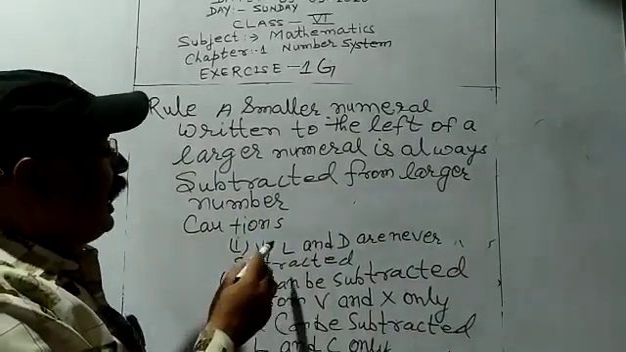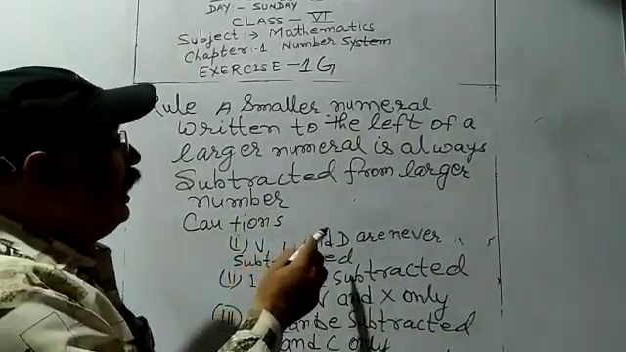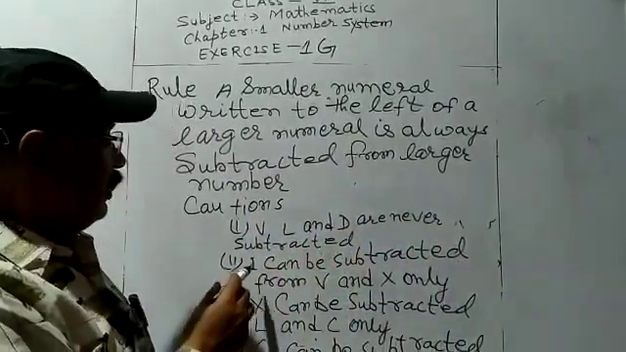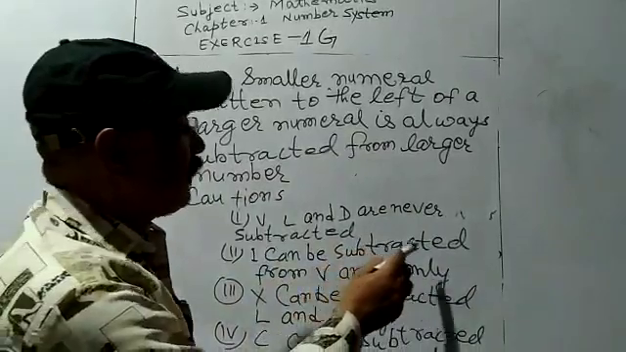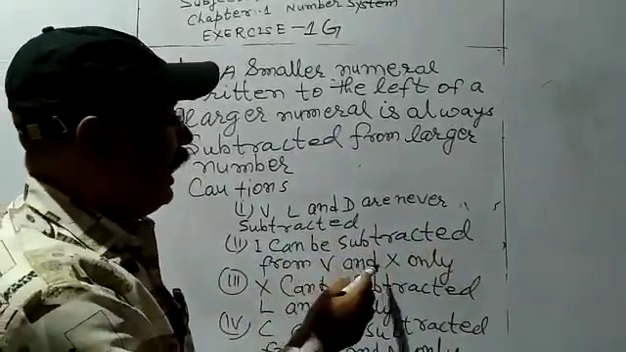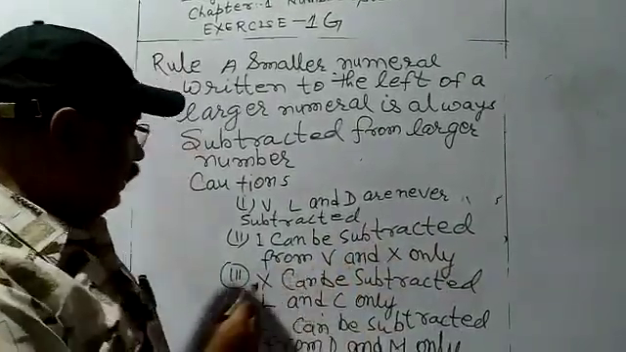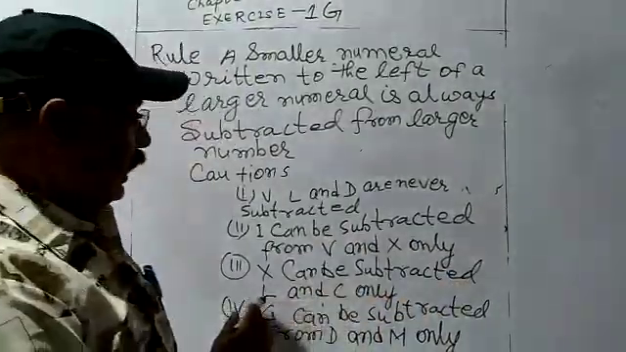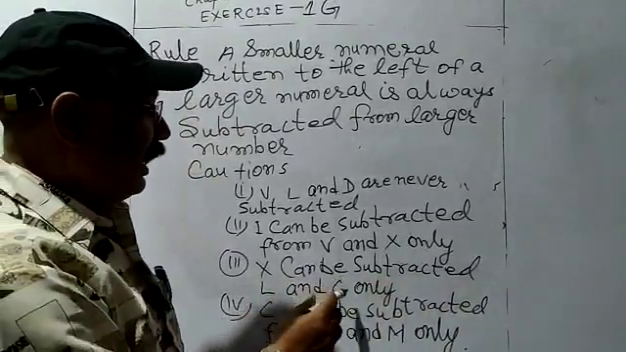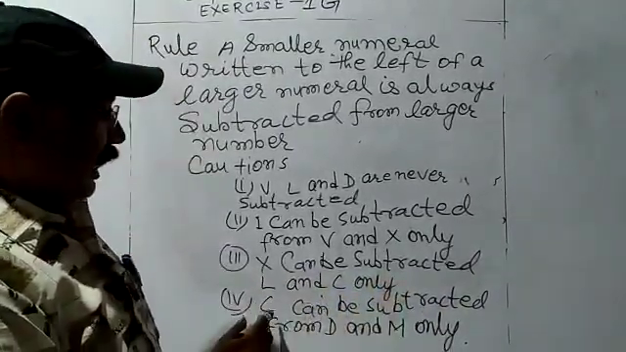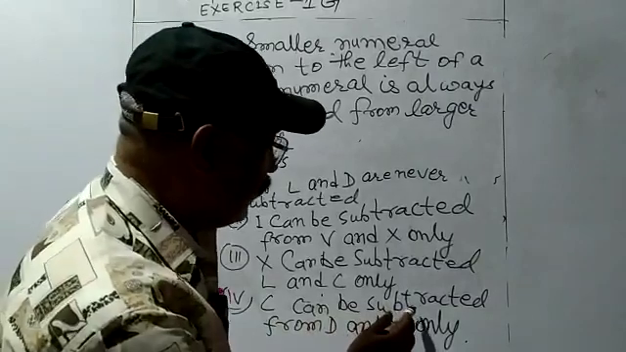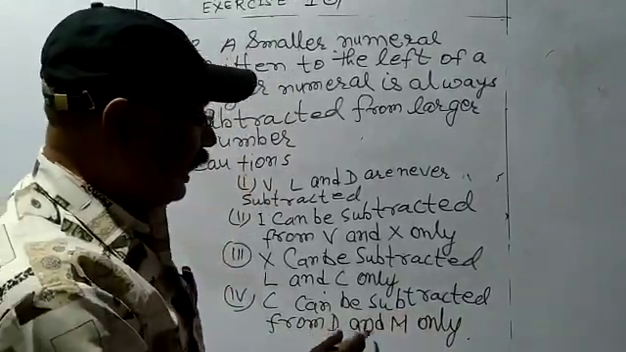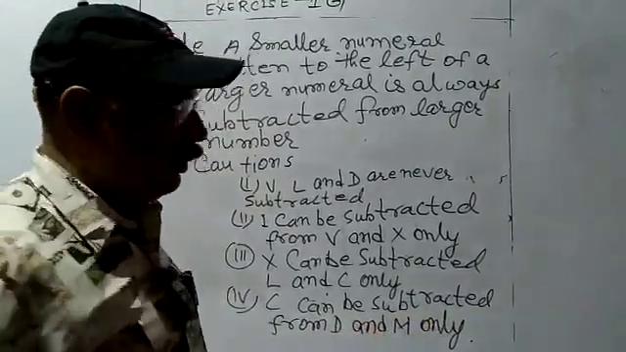First, 5, 50 and 500 are never subtracted. 1 can be subtracted from 5 and 10 only. 10 can be subtracted from 50 and 100 only. 100 can be subtracted from 500 and 1000 only.